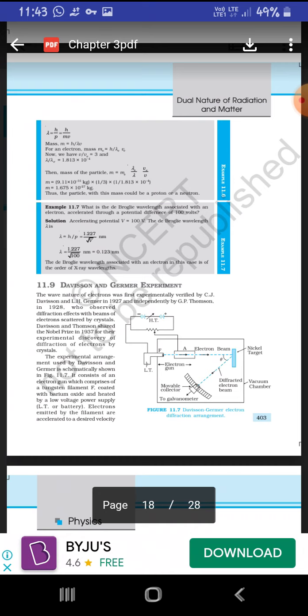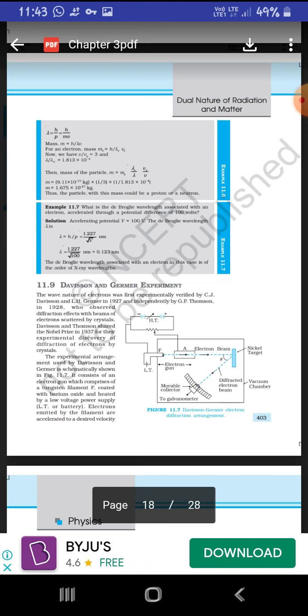Two scientists, C.J. Davisson and L.H. Germer, in 1927, and independently G.P. Thomas, observed diffraction effects with a beam of electrons. They observed diffraction when a beam of electrons was scattered by a crystal, and they shared the Nobel Prize. The experimental arrangement used by Davisson and Germer is shown in figure 11.7. You can see how they arranged it.